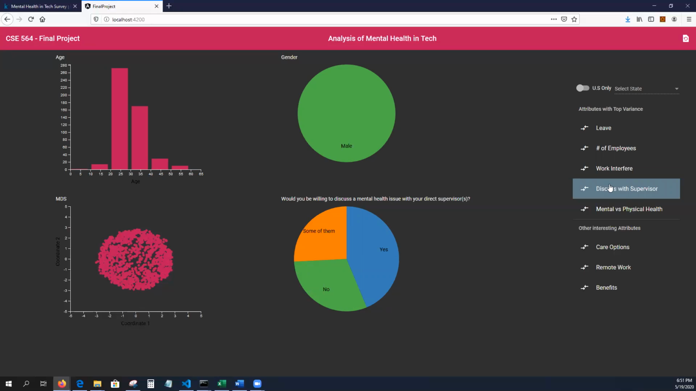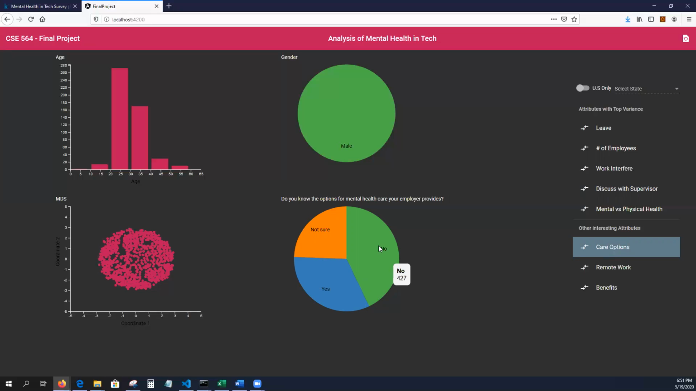You can check whether people are willing to discuss this. Some people are actually willing to discuss, and here we can see that a lot of people are willing to discuss it with their direct supervisors, versus some people saying no, okay to discuss with some of my supervisors, and some of them I'm not really comfortable with, versus no. And for some of the other attributes, like does your employer provide you medical healthcare options, a lot of people have said no. Similarly, do you have a remote work option, and even that says no.